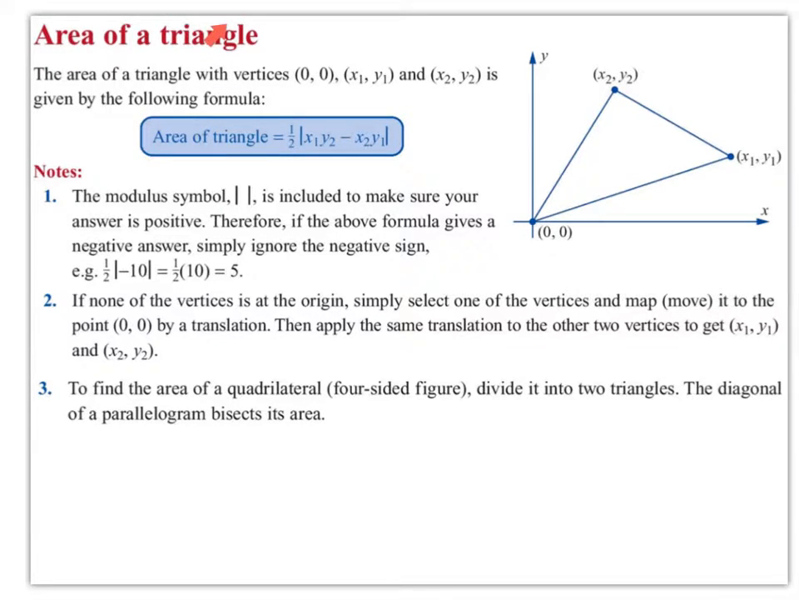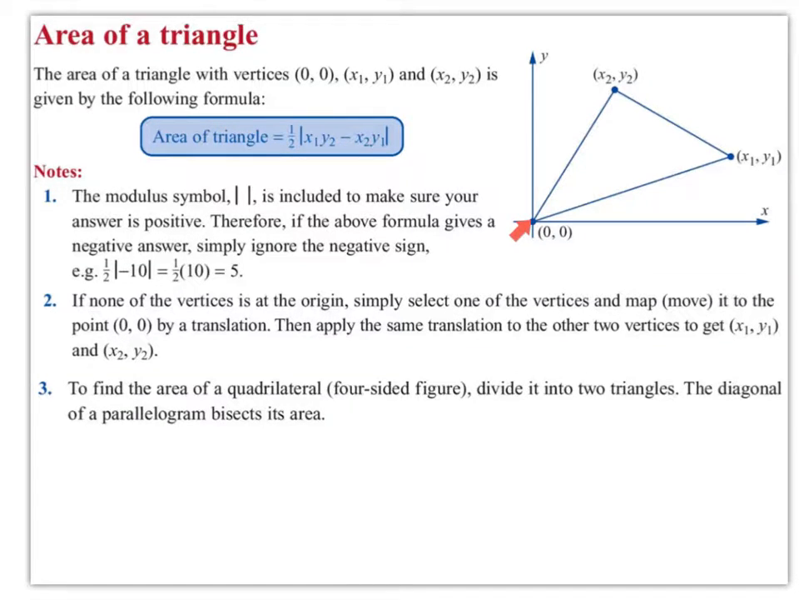Area of a triangle. The area of a triangle with vertices or corners 0, 0, x1, y1 and x2, y2 is given by the following formula. So the area of the triangle is equal to half times the modulus, so these lines here mean modulus, which means that we take the positive value. So if we had -5, we would take it to be 5 and so on, of x1 multiplied by y2 minus x2 multiplied by y1.